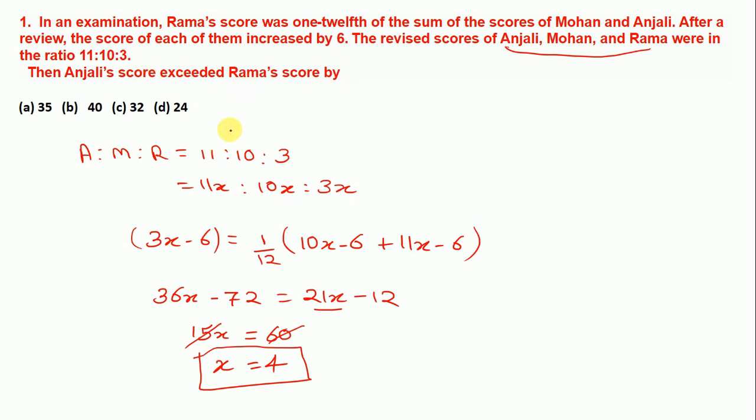So Anjali's score exceeds Ram's score. Anjali's score is 11x and Ram's score is 3x. So 11x minus 3x is equal to 8x, and the value of x is 4. So 8 into 4 is equal to 32. So 32 will be your correct answer. Option C is correct.